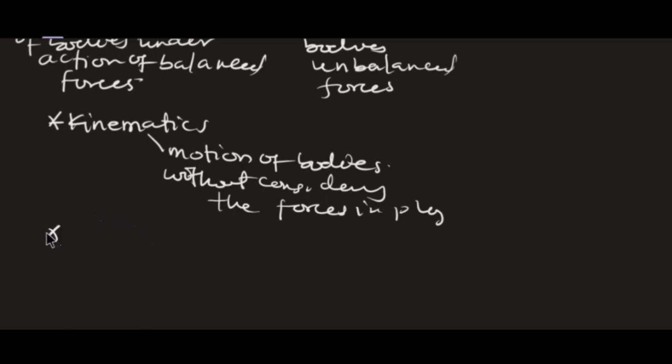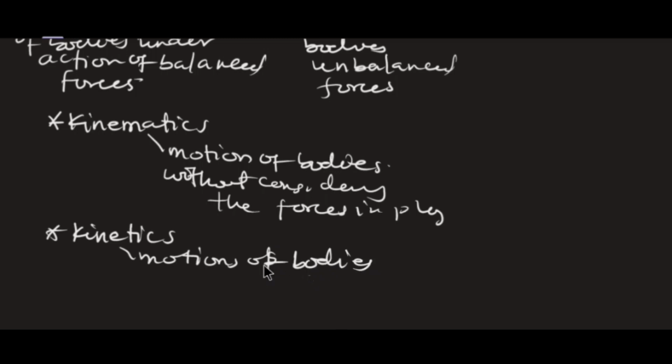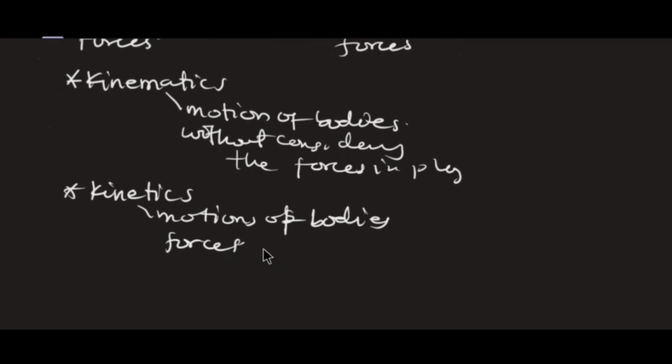Now let's talk about kinetics, which is the second division of dynamics. So when you say kinetics, it deals with motion of bodies also in relation to the forces which cause it. So motion of bodies in relation to what? The forces that cause the motion. So see these two main divisions of dynamics: kinematics and kinetics. Where kinematics considers only the motion of the bodies, kinetics considers the motion of the body as well as the forces causing the motion.